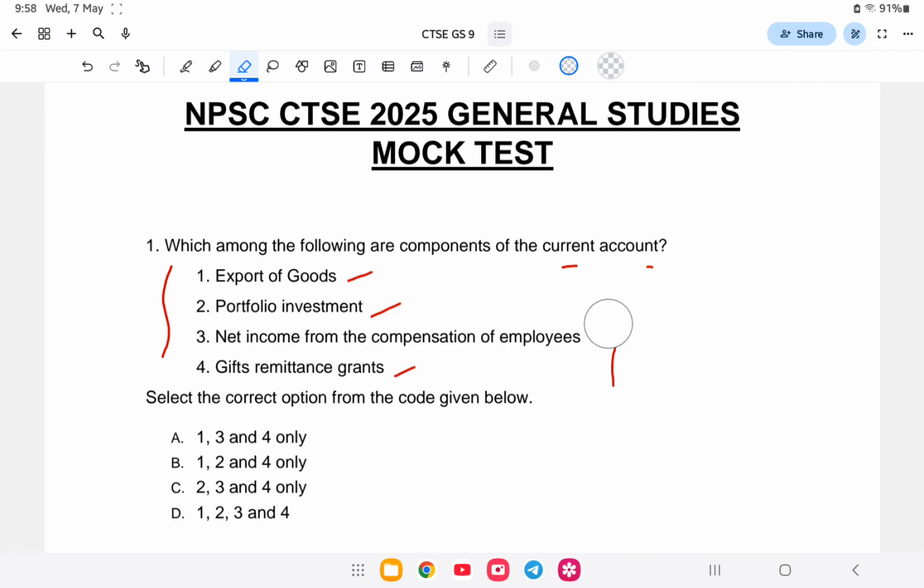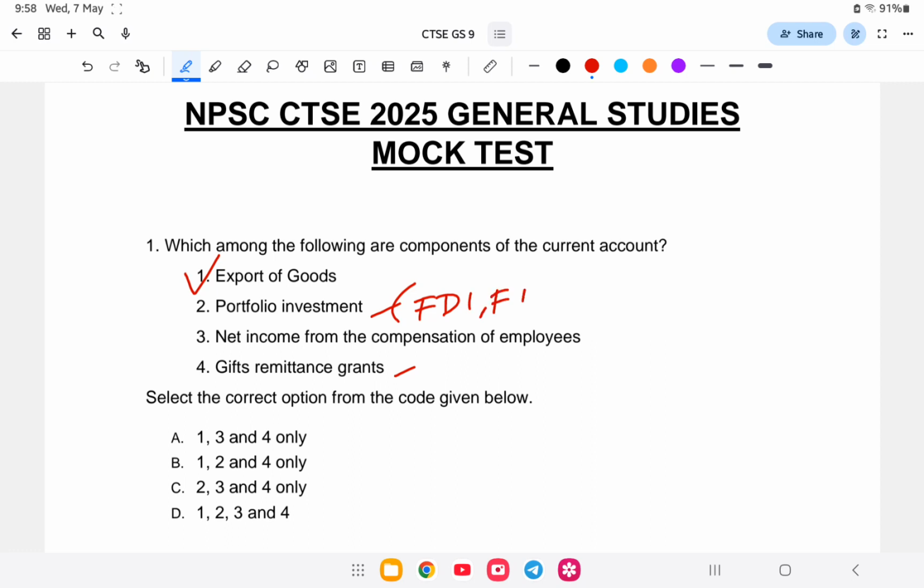So in this statement, number one, export of goods comes under current account. Portfolio investment comes under FDI and foreign institutional investment, so it is not current account. Number 3, net income from compensation of employees. And number 4, gift, remittance, grants means gifts. So 1, 3 and 4 is the correct answer. So the answer is option number A, that is 1, 3 and 4.